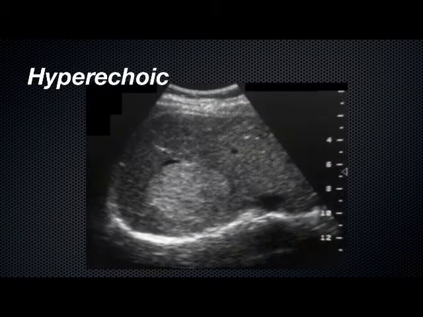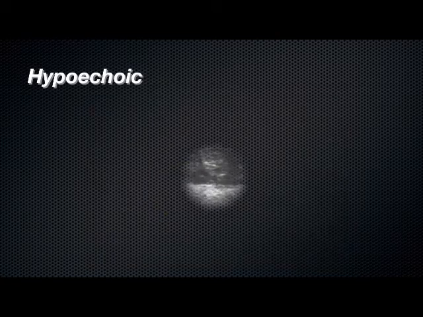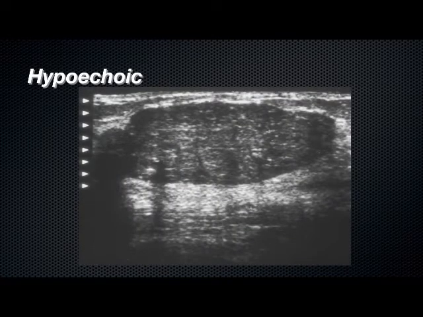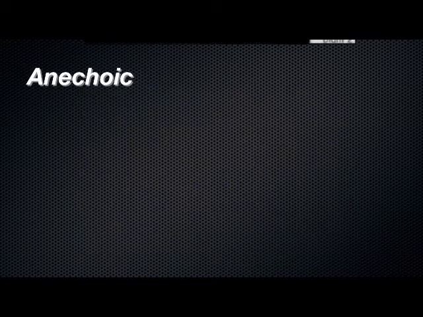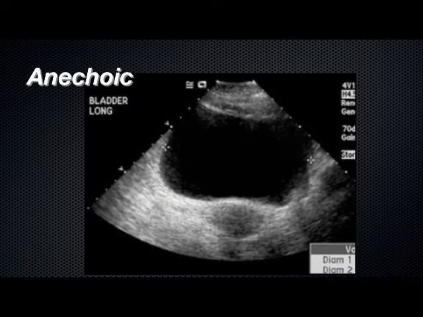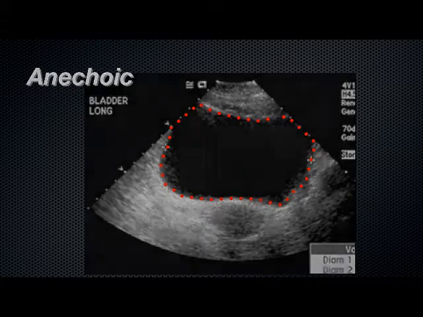So here's an example of something that's hyperechoic, and I'm going to highlight it here. That's basically brighter white than the tissue around it. Then we'll talk about hypoechoic. Again, I'm going to highlight the area that's hypoechoic. This is darker than the tissue around it. And then we'll go to anechoic, which is your bladder in this picture, and I'm going to highlight it there. This has no echoes, so it's black, and that's what that looks like.